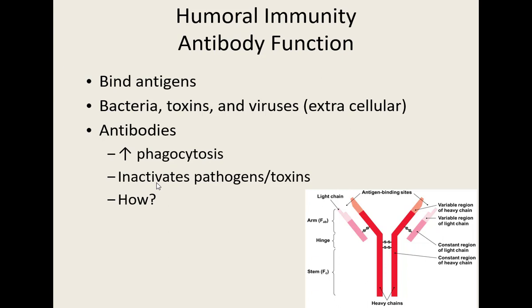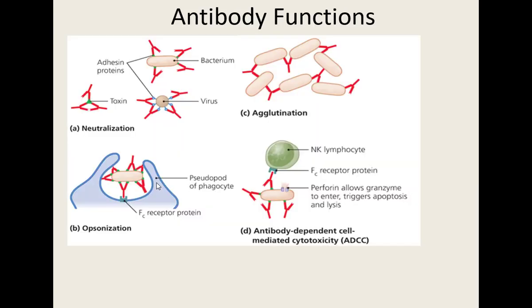One of the top things that an antibody's goal is to do is to increase phagocytosis. It wants to target that foreign object to get eaten so that we can get rid of it. It can also inactivate different types of pathogens or toxins as well. And the how is my next slide. So how can antibodies do some of this? How can they increase phagocytosis? How can they try to inactivate toxins, try to kill the object that's foreign?